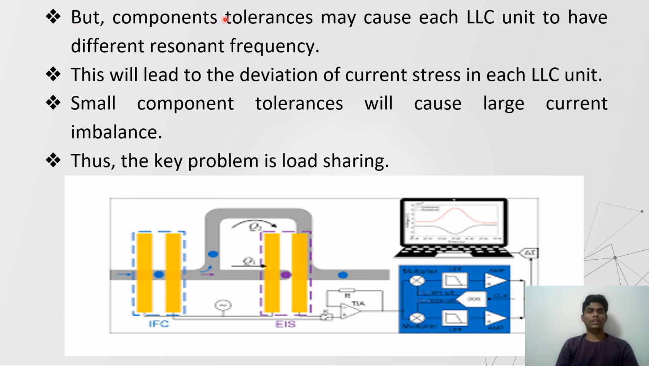But component tolerances may cause each LLC unit to have different resonant frequencies. They will lead to the deviation of current stress in each LLC unit. Small component tolerances will cause large current imbalance. Thus, the key problem is load sharing. This is the example for LLC resonant converter.